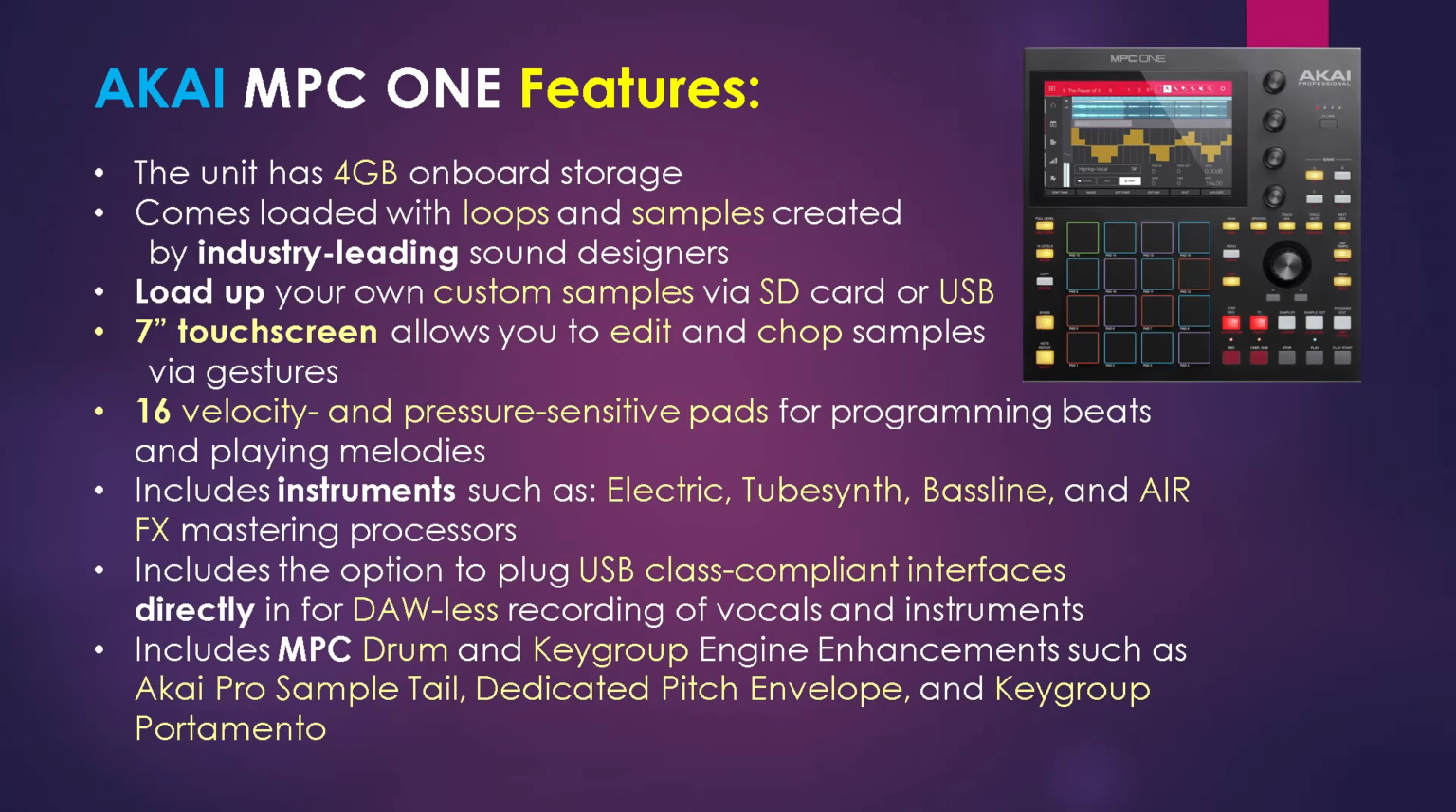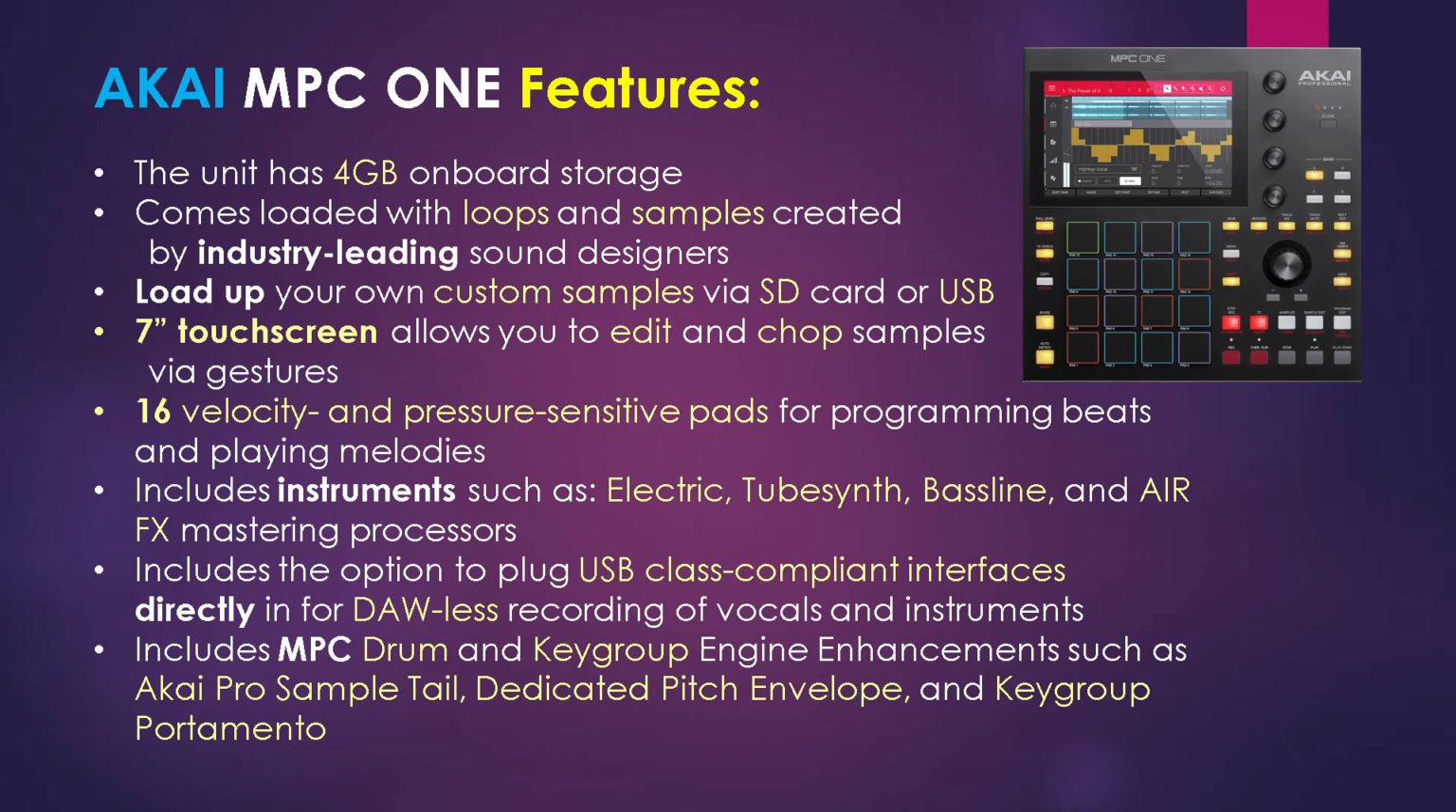The unit has 4 GB of onboard storage and comes loaded with loops and samples. You can load up your own custom samples via SD card or USB. It has a 7-inch touch screen that allows you to edit and chop samples. There's also 16 velocity and pressure sensitive pads for programming beats and playing your songs. It includes instruments such as electric tube synth, bassline, and air FX mastering processors. It also has the option to plug in USB devices directly into the unit for DAW-less recording of vocals and instruments.